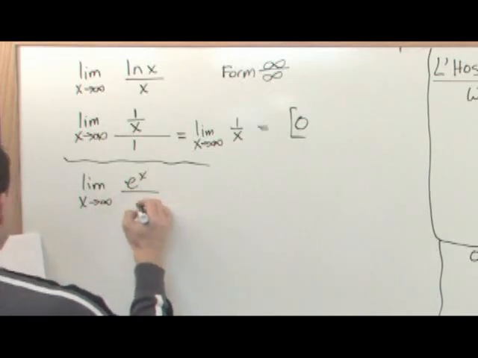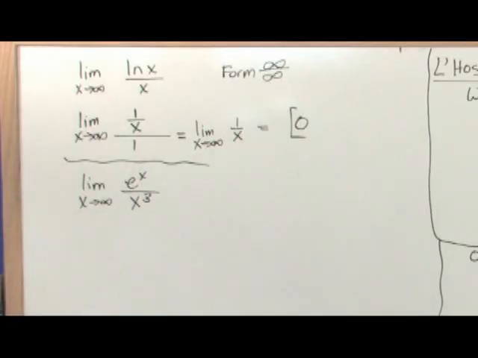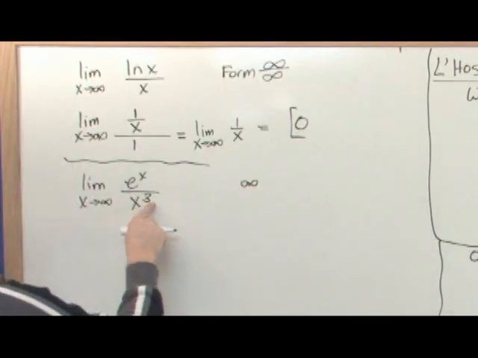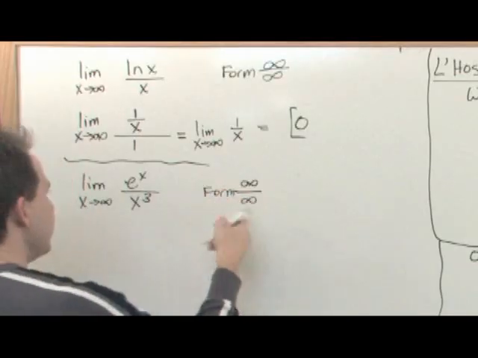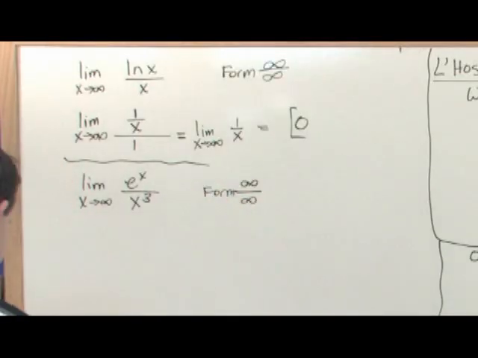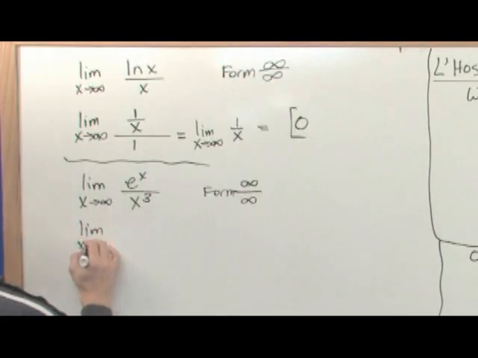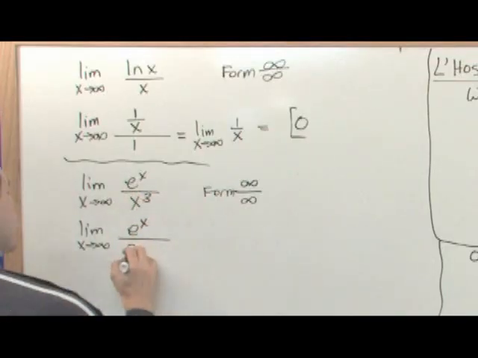Okay, so what if you had the limit as x goes to infinity of e to the x over x to the third power? Same thing. We want to see what form this is. E to the infinity is going to be infinity. Infinity to the third power is still infinity, so here's the form we have. We can use L'Hopital's rule because we have infinity over infinity. So the limit as x goes to infinity, take the derivative of the top: the derivative of e to the x is the indestructible function, e to the x still, and on the bottom, it's 3x squared.